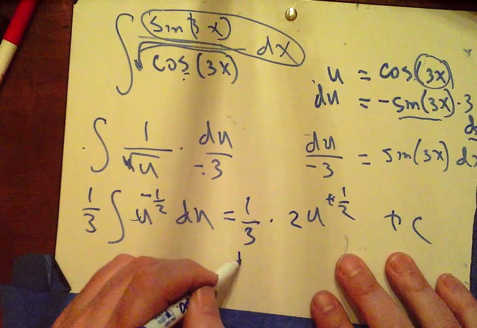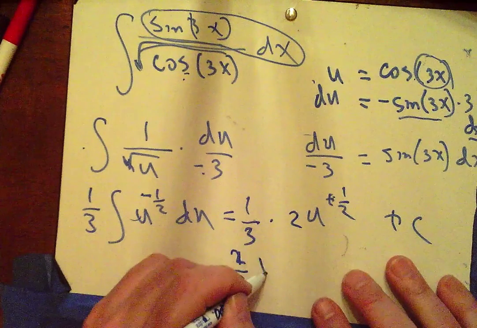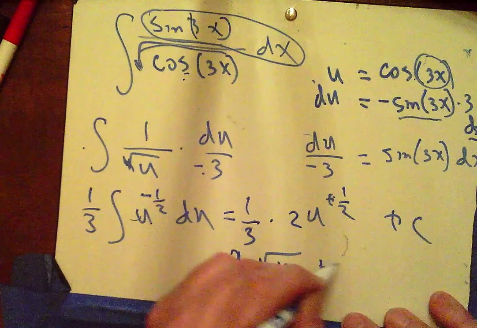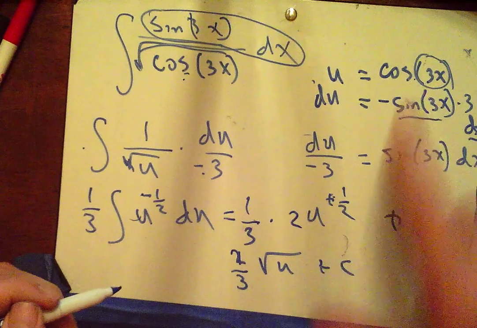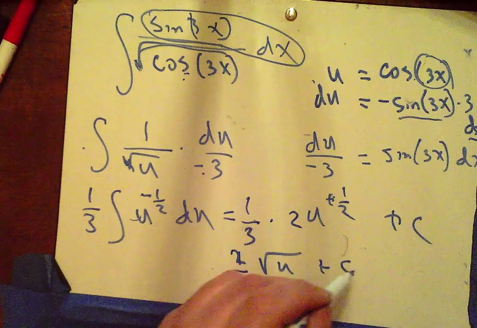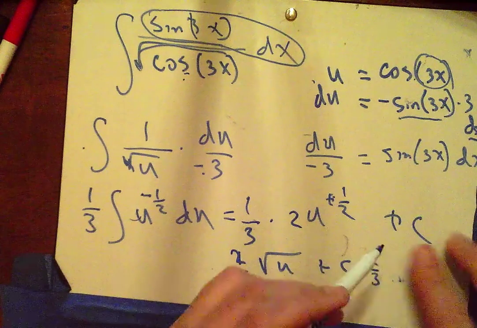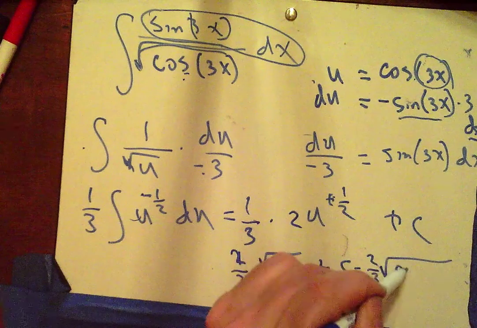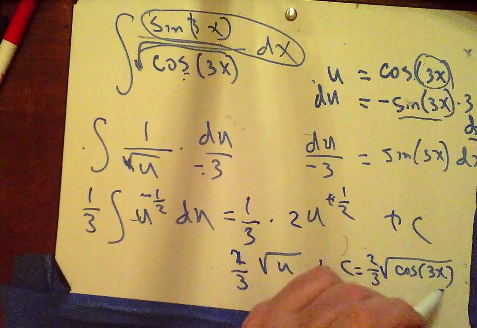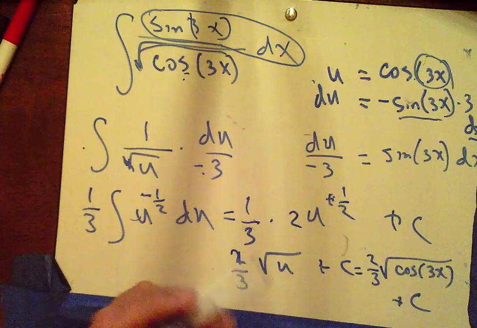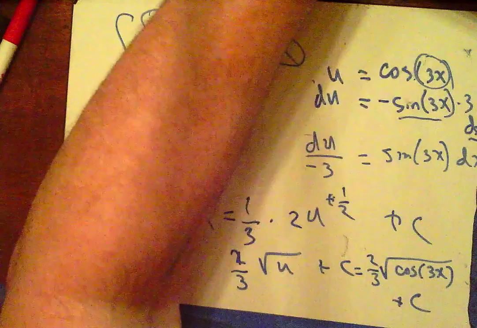We've got 2/3 square root of u plus c. And remember our u was cosine 3x. 2/3 square root cosine 3x. Don't forget the plus c. All right, here's that one. How about this one?